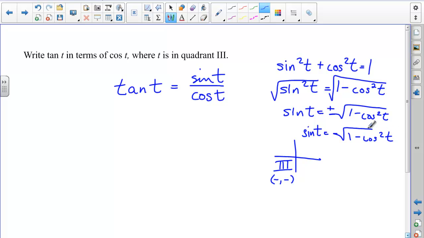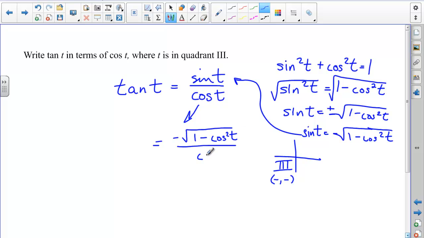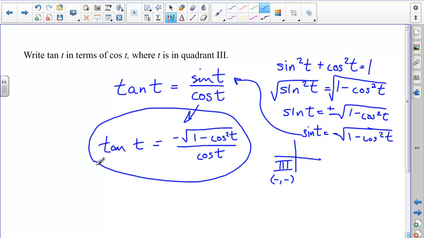And so what I can do is substitute that in up here. So I'm just going to write it over here and say equals negative square root of 1 minus cosine squared t, over cosine t. And that's the tangent in terms of cosine. So this is just an early step to solving or proving trig identities using other trig identities, and we're going to use those throughout. So I hope this helped out, and good luck on that homework.